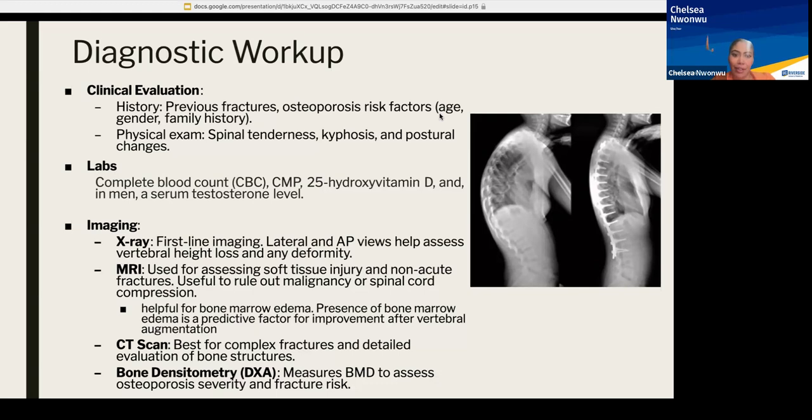Okay, next. And then for imaging, first line will be X-ray, which can have lateral and apical views to assess any deformities. MRIs are good for assessing soft tissue injuries and also to rule out any malignancy or spinal cord compression. It's also helpful for bone marrow edema, and the presence of bone marrow edema is a predictive factor for improvement with augmentation. And then you can also do MRI or CT scan. And for the DXA scan, usually we use that for screening, but it's also used to assess osteoporosis severity or fracture risk. Okay, next slide.